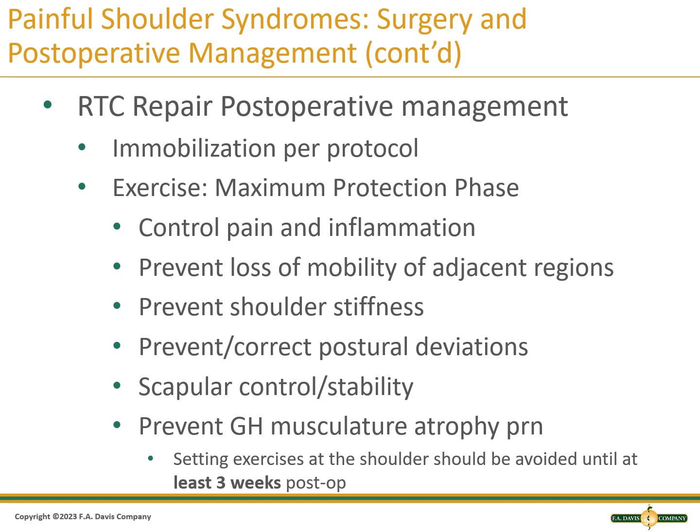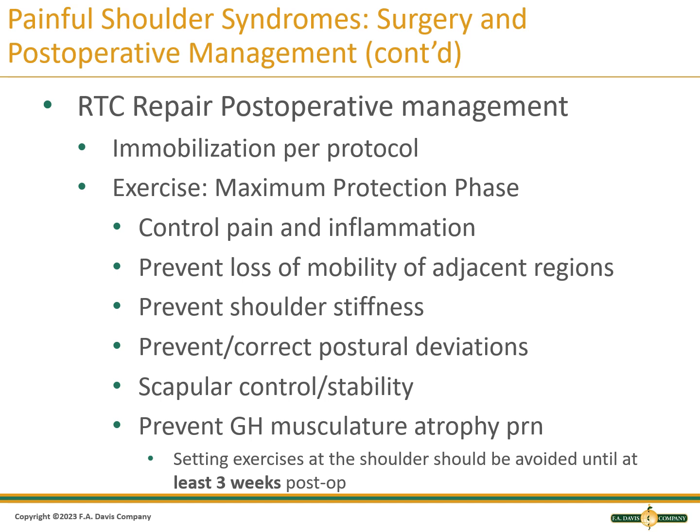We want to prevent or correct postural deviations. Again, wearing a sling typically pulls you into that kyphotic posture, and so we need to work on the thoracic extensors and the scapular retractors. We want to build scapular control and stability, and prevent glenohumeral muscular atrophy as needed.